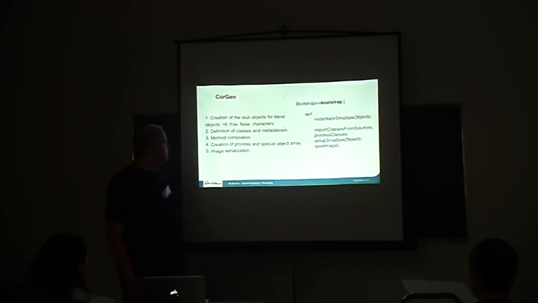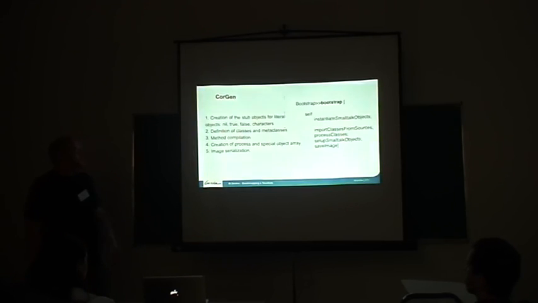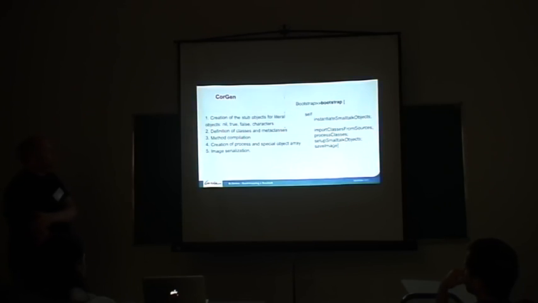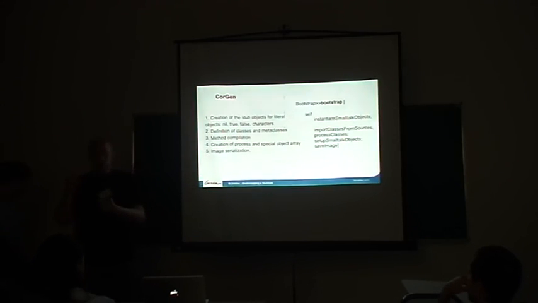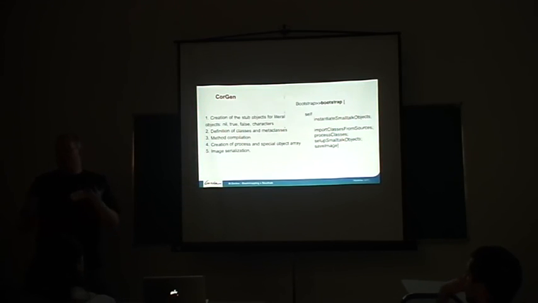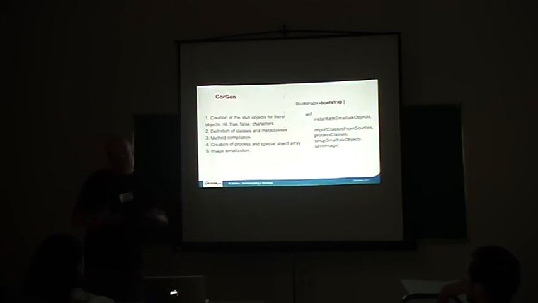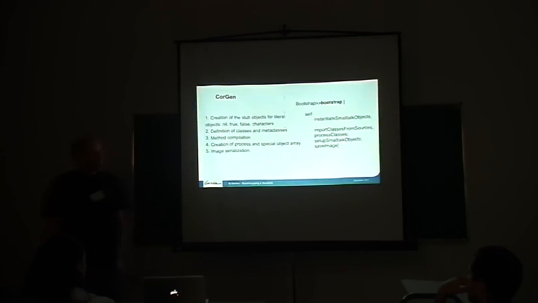And if you look at what it actually does, we first create all the stub objects for literals, so nil, true, false, all characters. Then all the classes and meta-classes are defined. Methods are compiled in the next step. We need to create some processes. If you want to have a full image, we need a process, we need a special object array, all these things. We need some context for the first running process. And then at the end, if you have created all of this, you can serialize it into the image format that you normally use, and then you have an image that you can use in this new system.